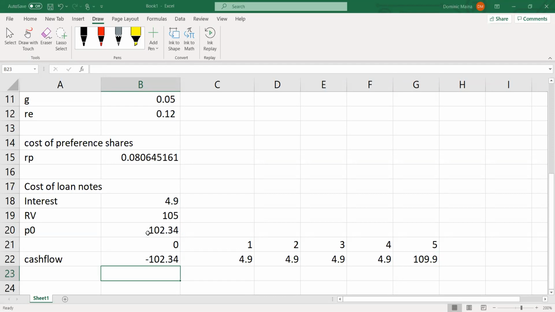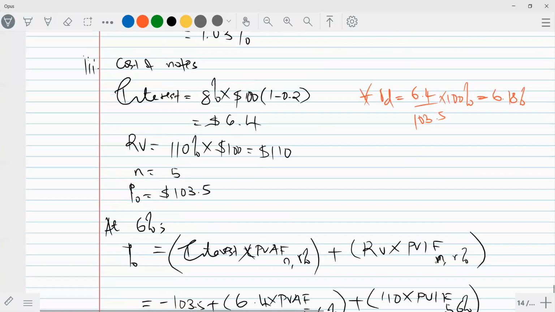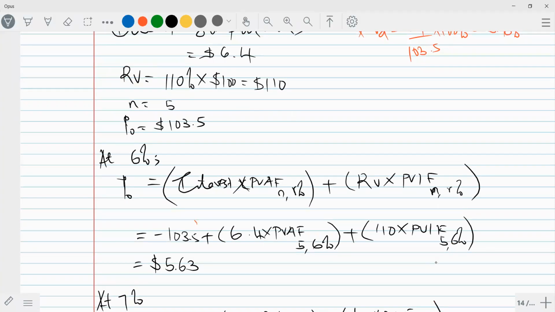Let me just refer back. This is the negative I've used here, negative P naught. Then you get the 6.4, for example, for year 1 all the way to year 5. Then in year 5, you also get the redemption value. So in year 5 you have two cash flows, 6.9 plus the 110. That's what I've just done in that Excel, the same way that you also did on the paper format question.